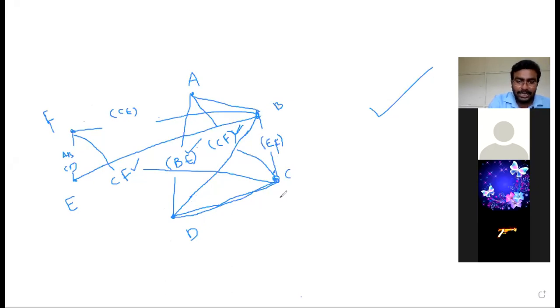BC, if BC wants to be compatible, your EF also should be compatible. Check whether EF is compatible. No, sir. No, you should not say like that, students. You should not say. ABC.